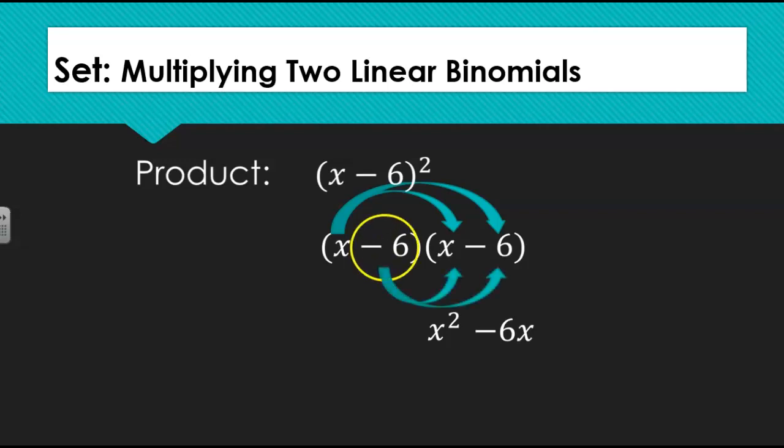Then we'll take our second term in the first set of parentheses and distribute it to each of the terms in the second set of parentheses. -6 times x gives us -6x, and -6 times -6 gives us positive 36. We will combine our like terms of -6x and -6x to give us -12x, bring down the other two terms, and we have our product.